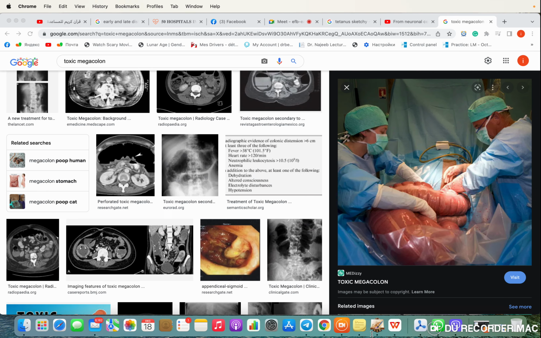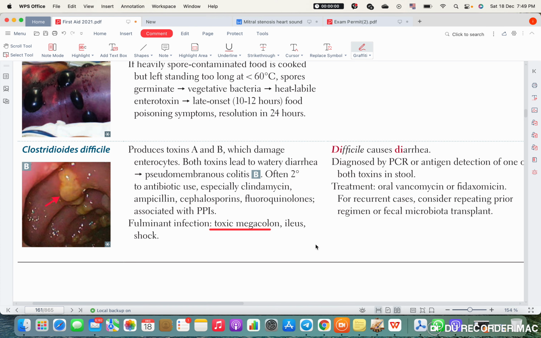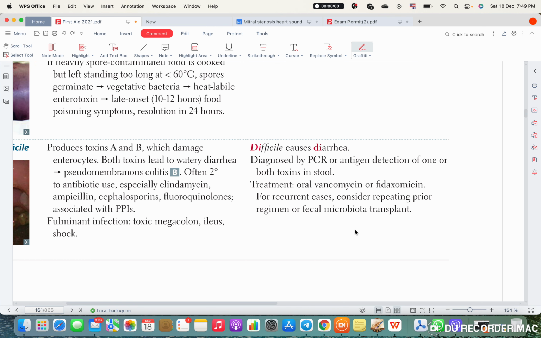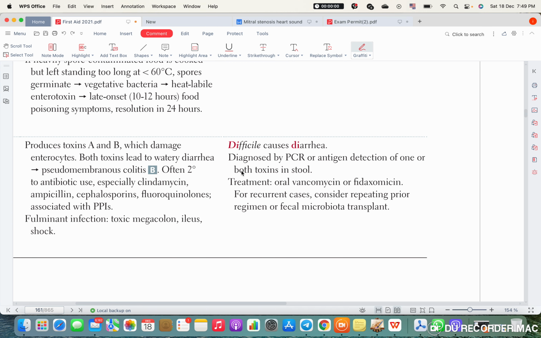The next thing to speak about is this one. It can lead to ileus, which is basically, what is ileus? An inability to pass stool. Okay, difficile causes diarrhea. You can diagnose it with PCR or antigen detection, or both. Toxin in stool. So what is the idea of PCR? Is to detect the toxin.